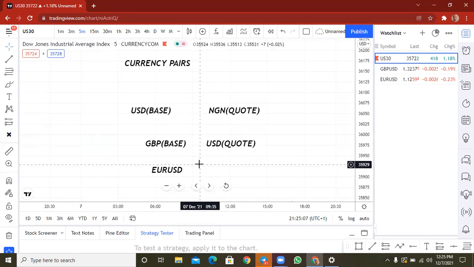Currency pairs are just what I can call a combination of two currencies due to a transaction between them. Between somebody in the US and a Nigerian in the US trying to exchange these currencies, because the Nigerian cannot make use of Naira in the US.